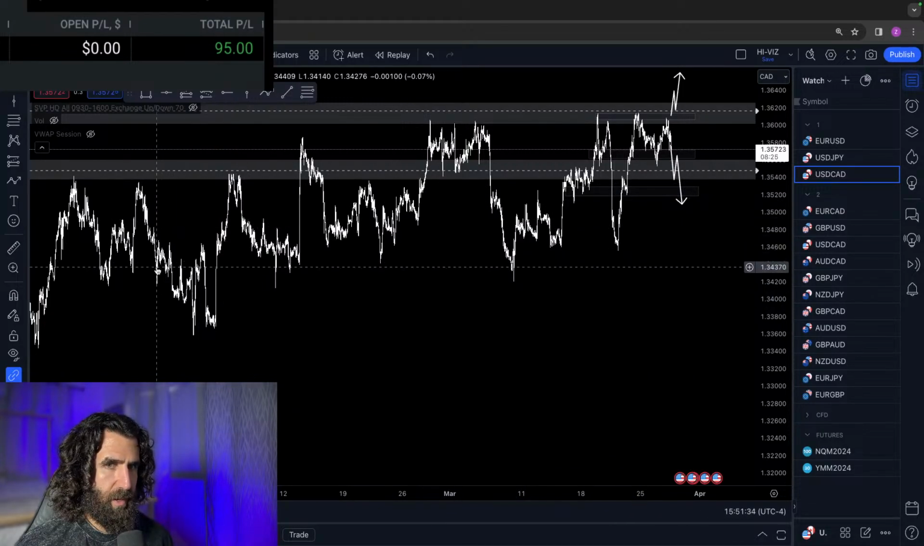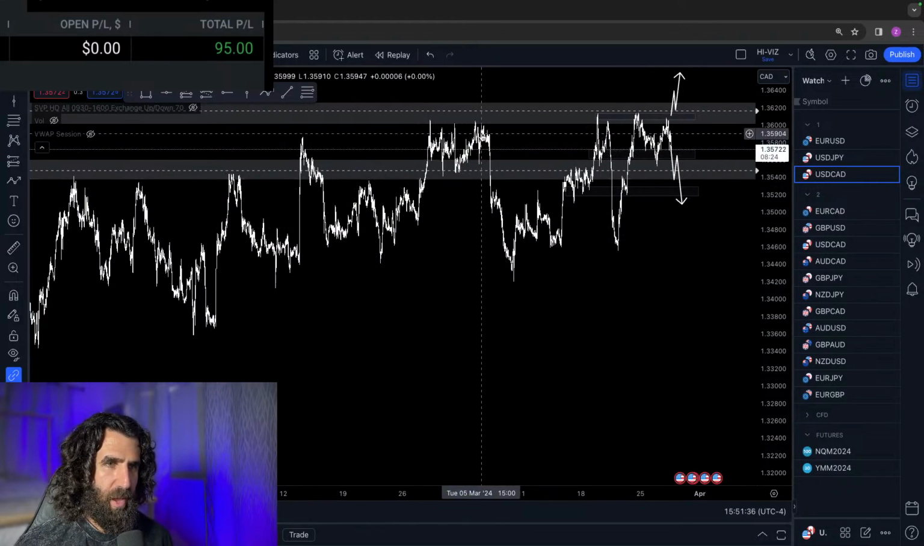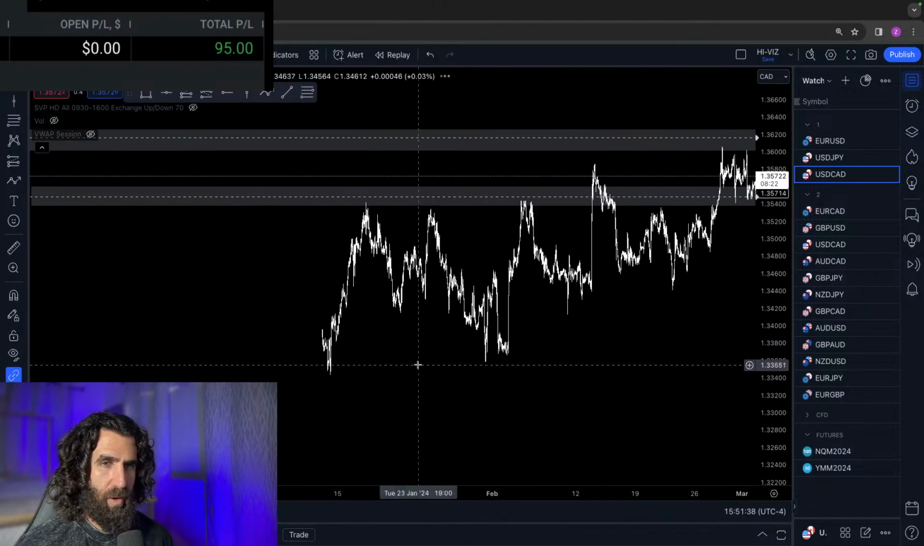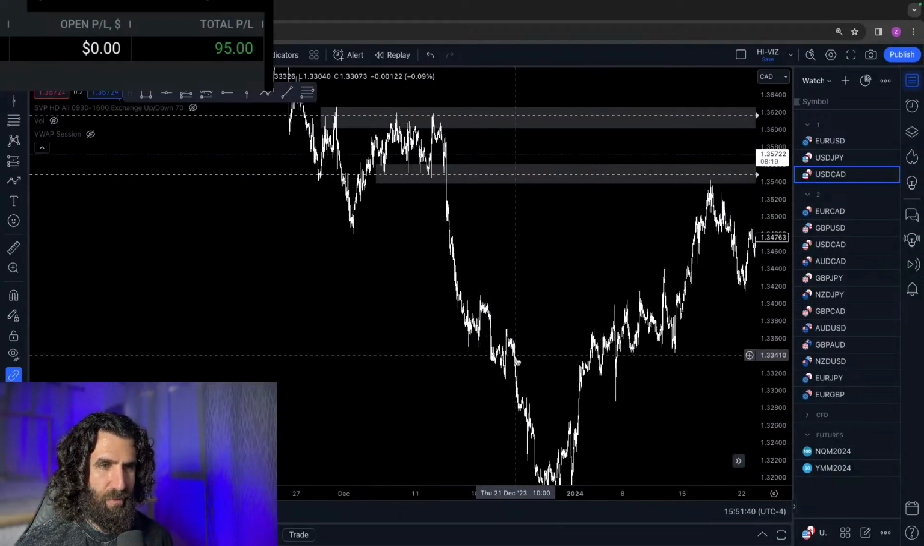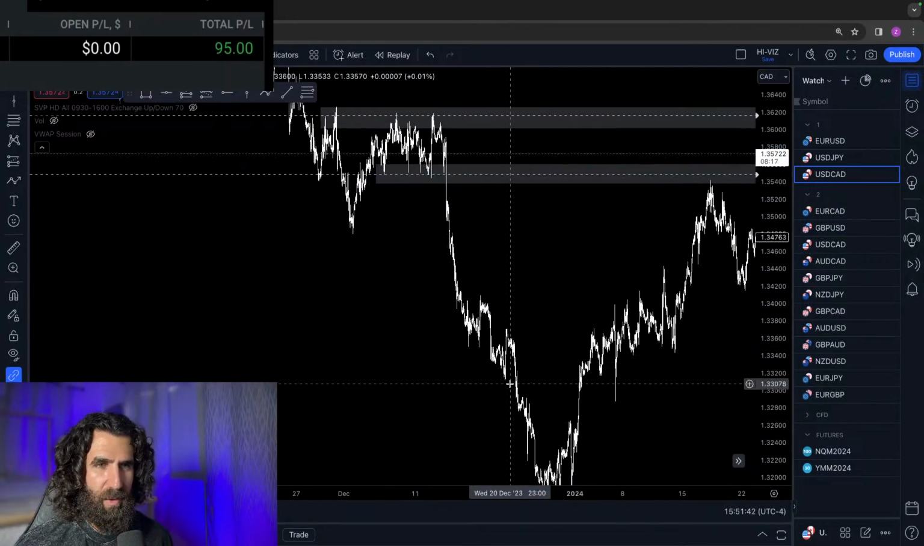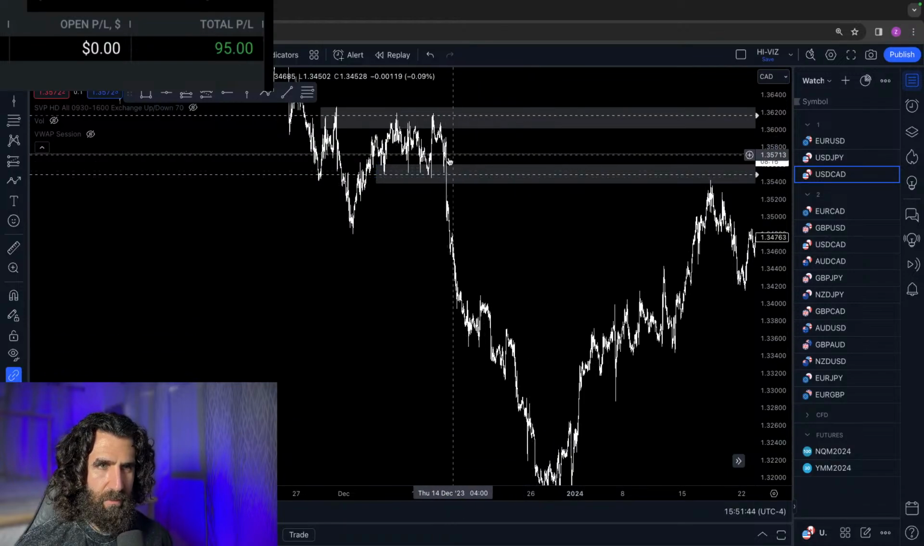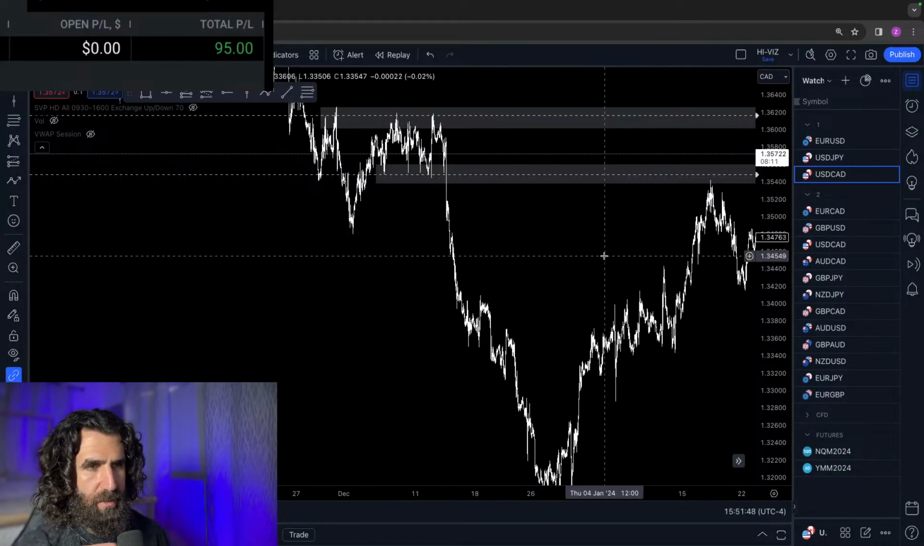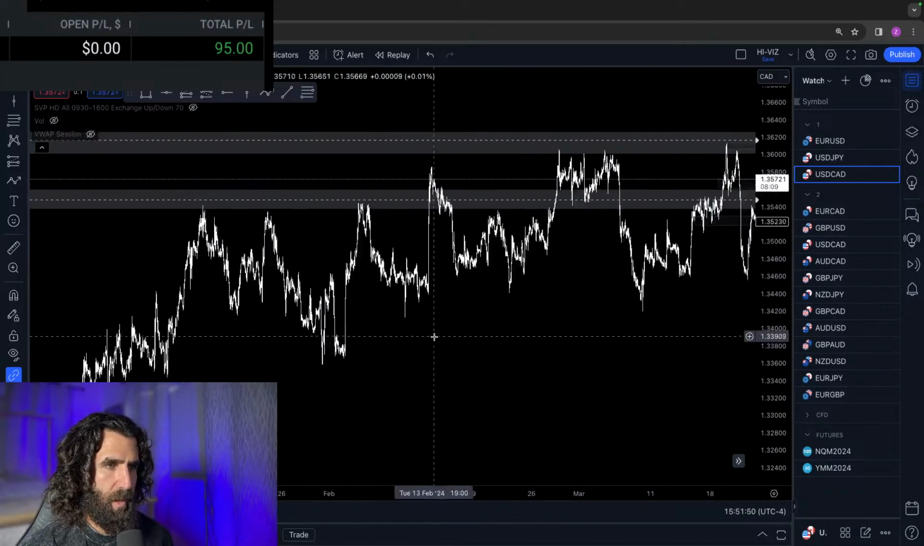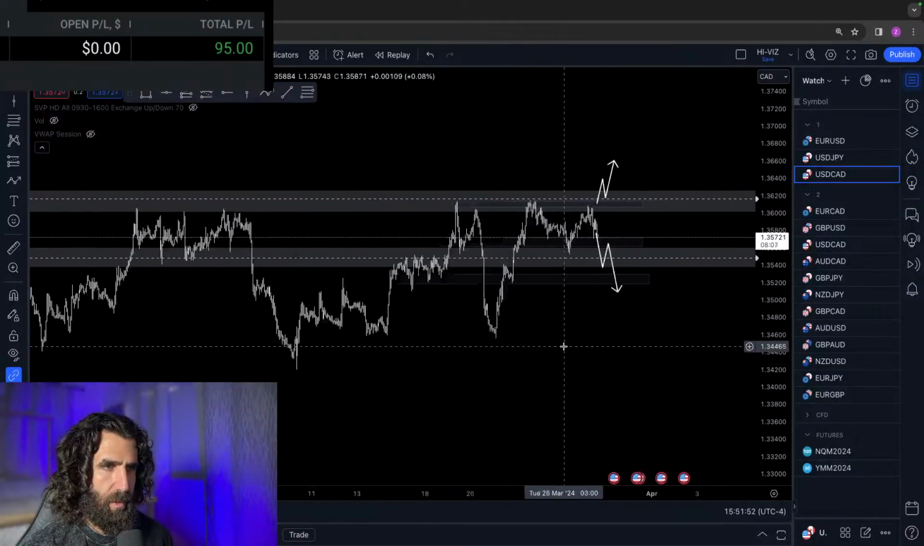USD CAD can be kind of dangerous. As you can see, this thing's got some pretty gnarly moves on it. When it drops off, it can move quickly. I had sells way back here. I think this was the end of last year. Was this? December. This worked out really nicely. But we're gonna wait for some buys on this one.